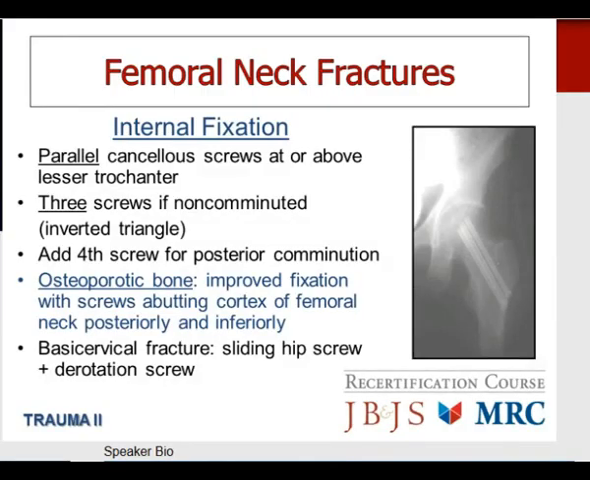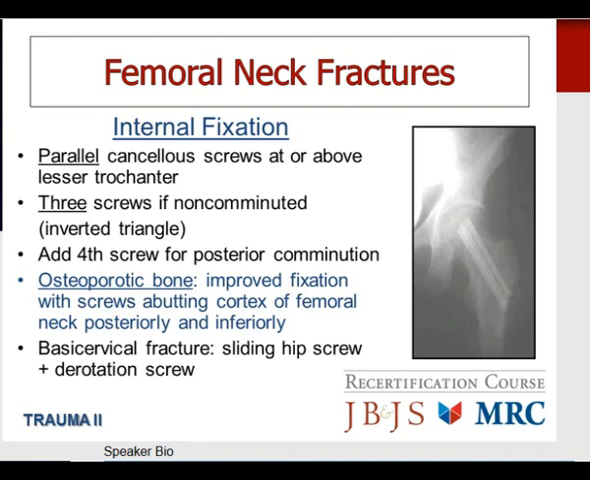Internal fixation of femoral neck fractures is typically performed with parallel cancellous screws placed at or above the level of the lesser trochanter. Avoid going below the level of the lesser trochanter to prevent creating a significant stress riser. And a 3-screw configuration typically is appropriate for most fractures in the so-called inverted triangle configuration. If there is significant posterior comminution, a 4th screw can be added.